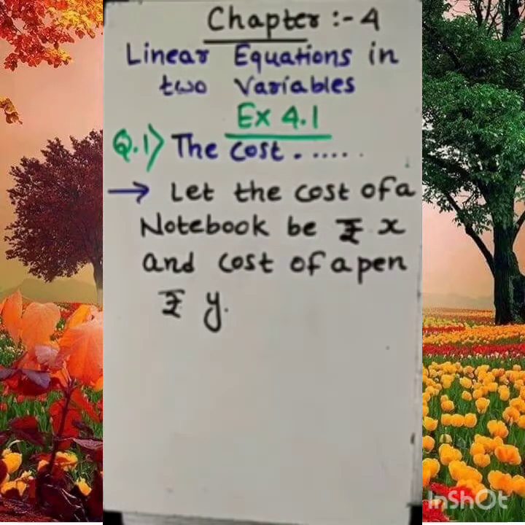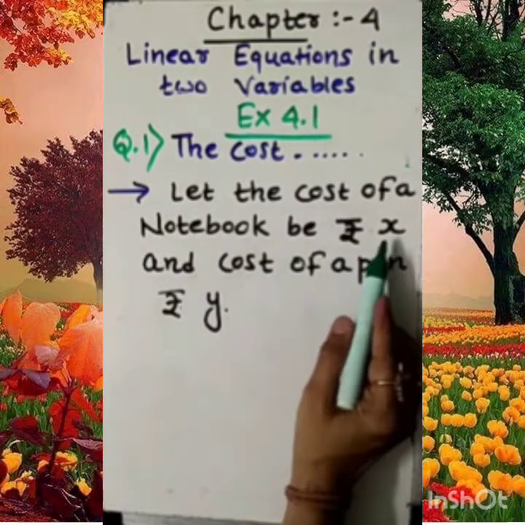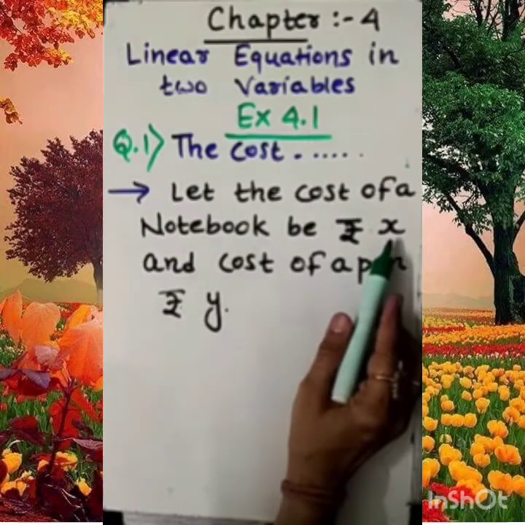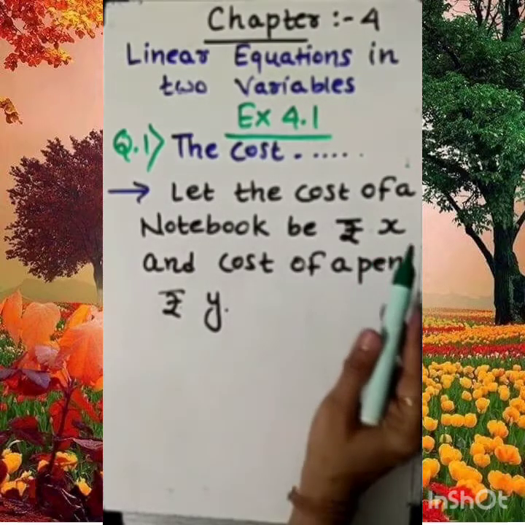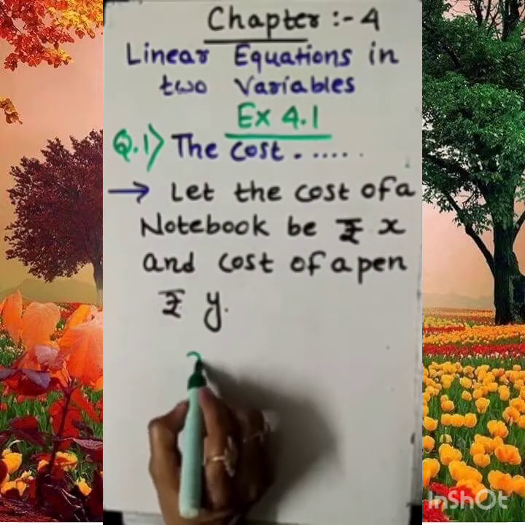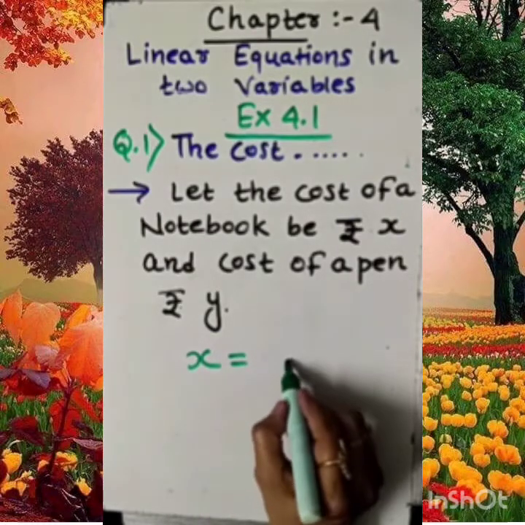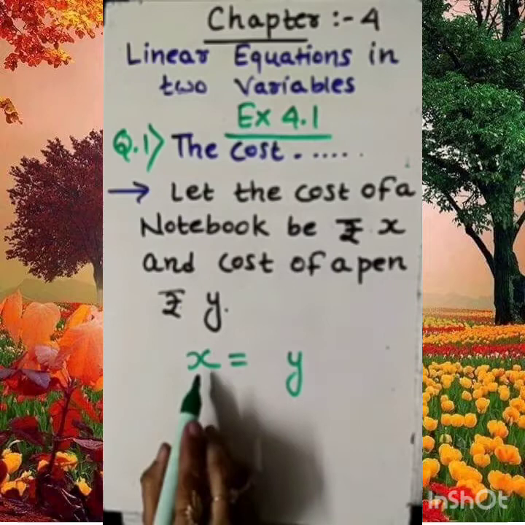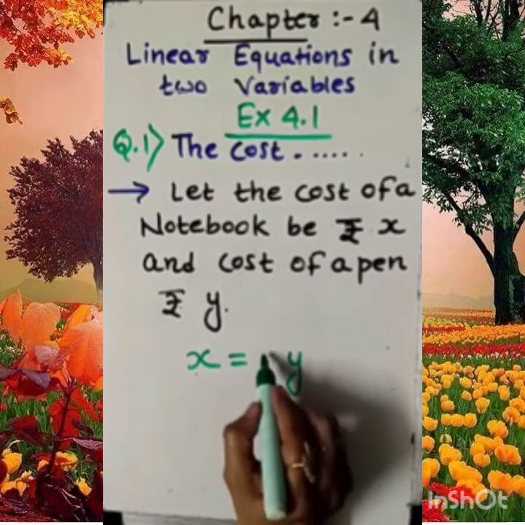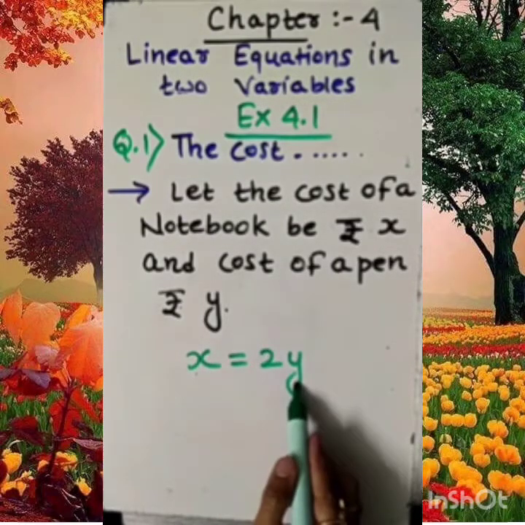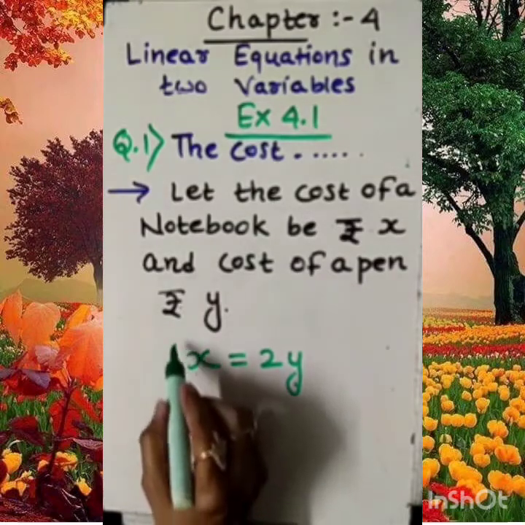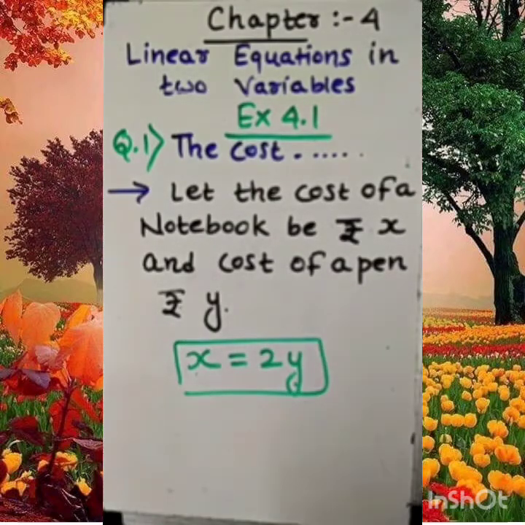Okay, so how to form an equation? Just look at your screen and see. Cost of a notebook means this X is twice the cost of a pen. So cost of a notebook is X, and what is the cost of a pen? That is Y, and the cost of notebook is twice that of a cost of a pen. So the equation is X equal to 2Y.